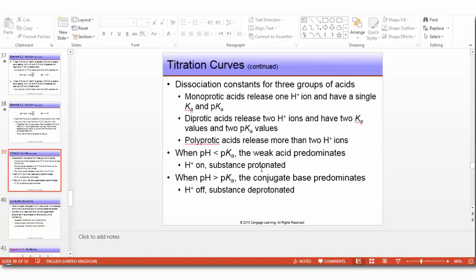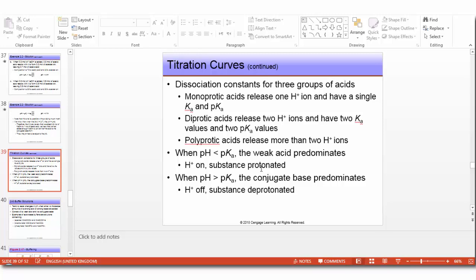Now, dissociation constants for 3 groups of acids. Acids can be classified as being monoprotic. They release 1 proton and have a single Ka and single pKa. Diprotic, releasing 2 protons and having 2 Ka and 2 pKa values. Or polyprotic acids release more than 2 protons and have more than 2 pKa values.